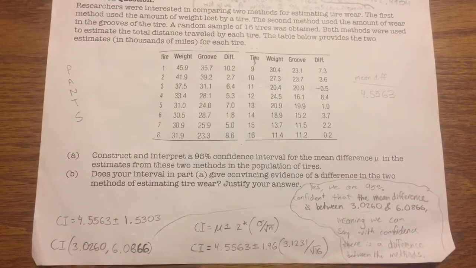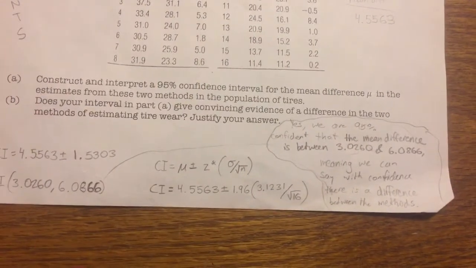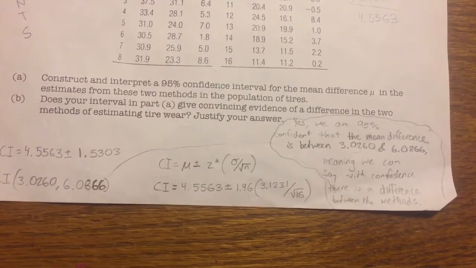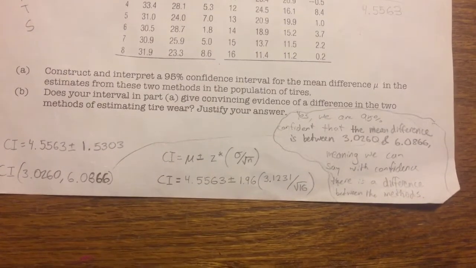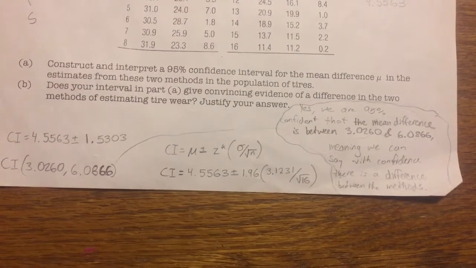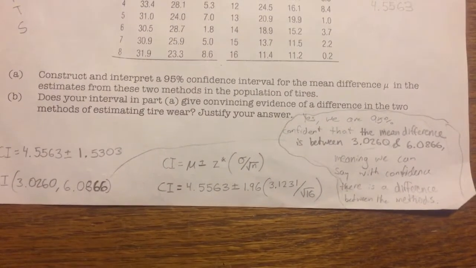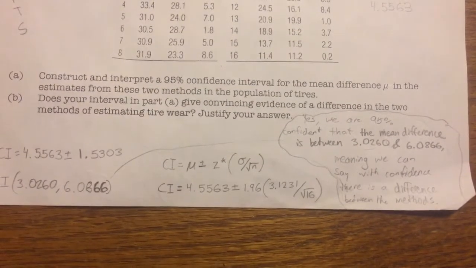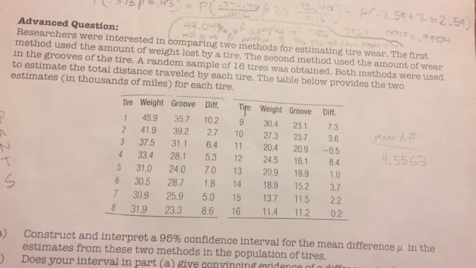For the advanced question, part A, we need to find a confidence interval. So that equation is mean plus or minus z-score times standard deviation over the square root of n. For our equation, that is the confidence interval equals 4.5563 plus or minus 1.96, which is the value for z star for 95% confidence, and then times 3.1231 over the square root of 16. And I found those by putting in the differences into the calculator and finding the mean and standard deviation.